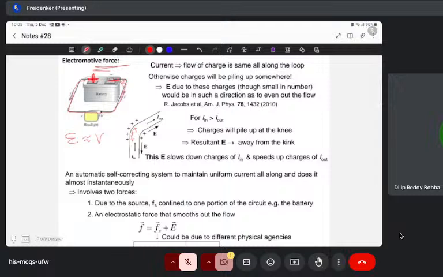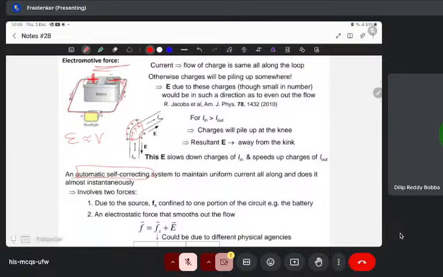they proposed this theory. It's an automatic self-correcting system. What they mean by this is, let's suppose the charges pile up somewhere in the wire. When they do that, what's going to happen? You will create a new electric field because you have charges piling up. Just think of them as charges accumulating somewhere. So there is some collection of positive charges, because I'm considering my charge carriers to be positive.